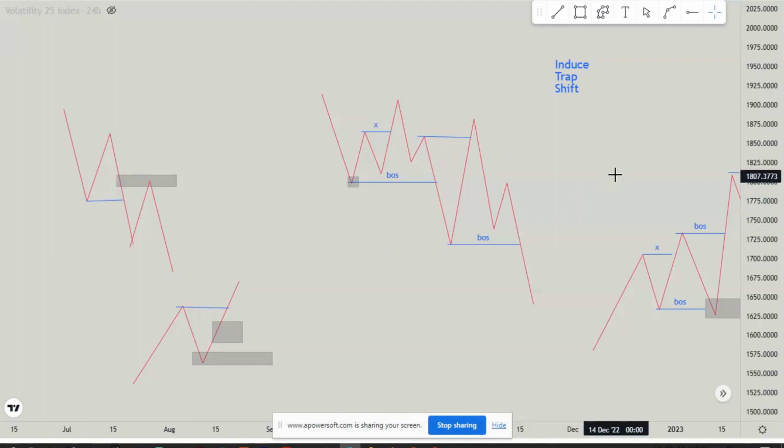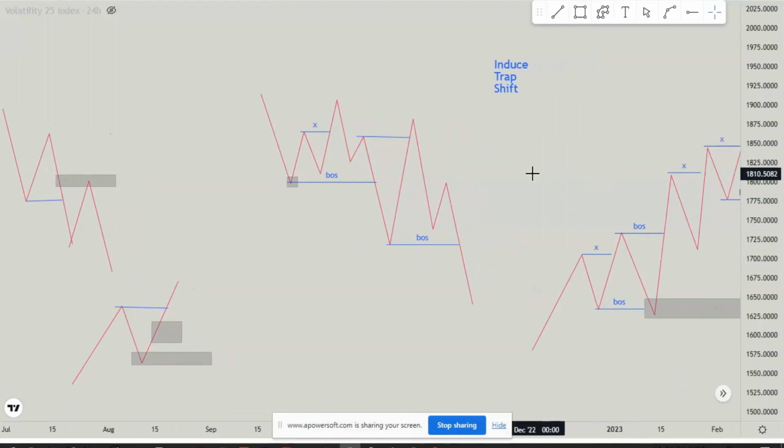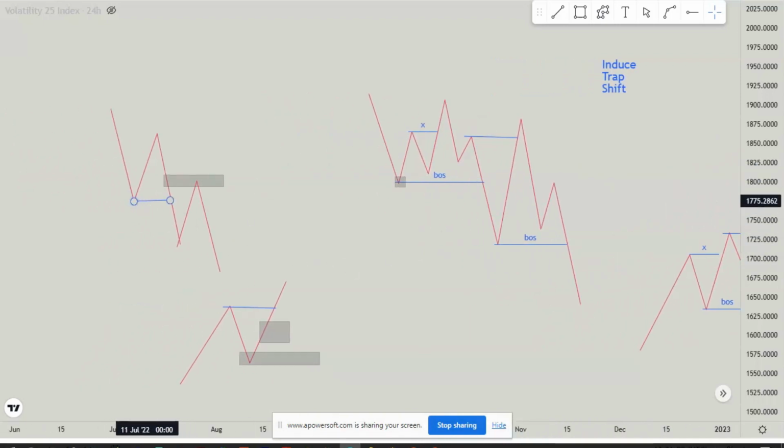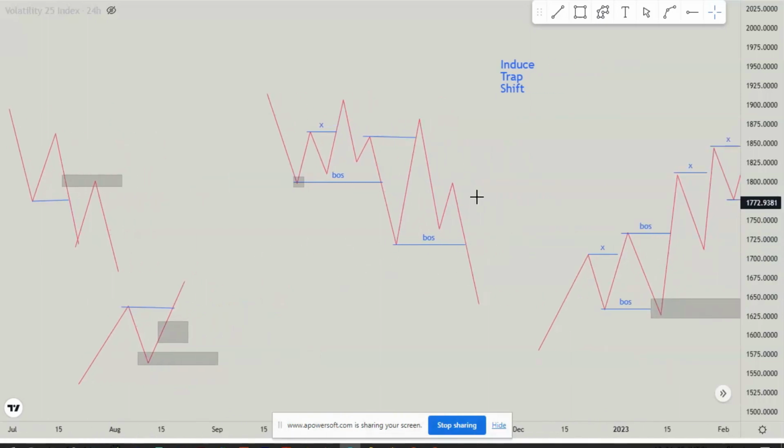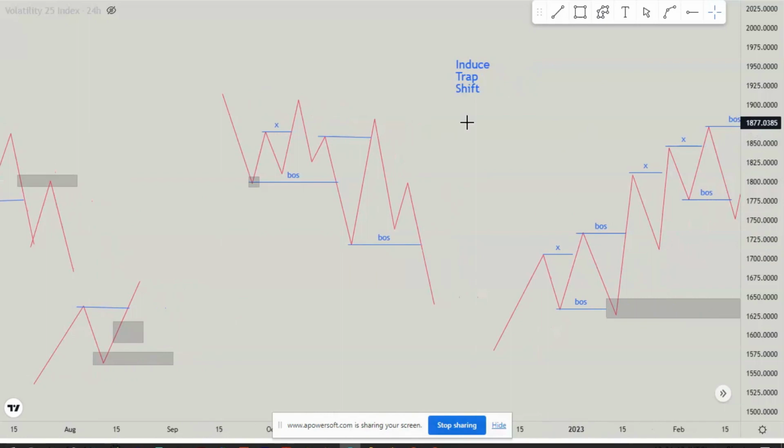Like everything gets clear over there. Now, for the complex structure, one of the things that we've seen in both scenarios is the break of structure. As we come here on the complex structure, that's when we are going to be using the induced trap shift. I really like those words because it's the reality that really happens there.